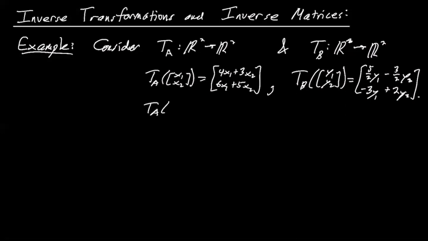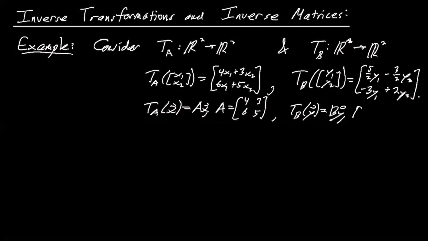T sub A of x is A times x, where A is the matrix with first column 4, 6, second column 3, 5, and T sub B of y is the matrix B times y, where B is the matrix whose entries are 5/2, -3 as the first column, -3/2, 2 as the second column.